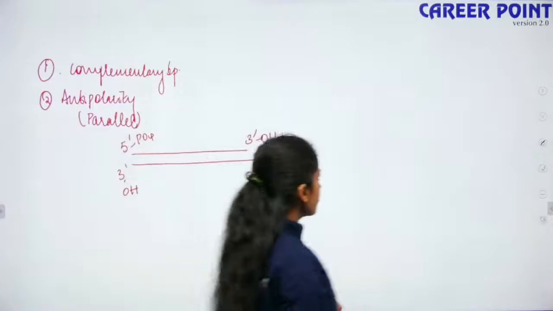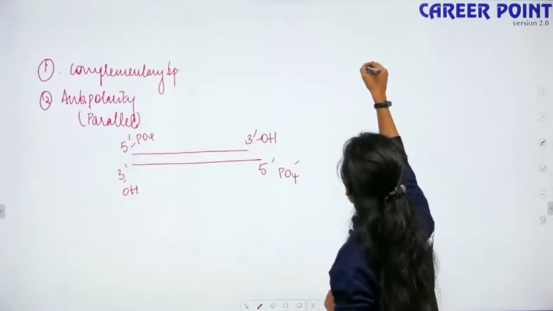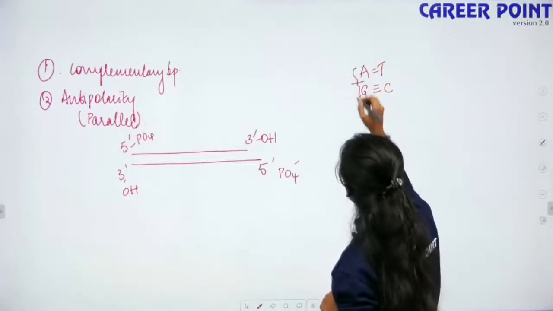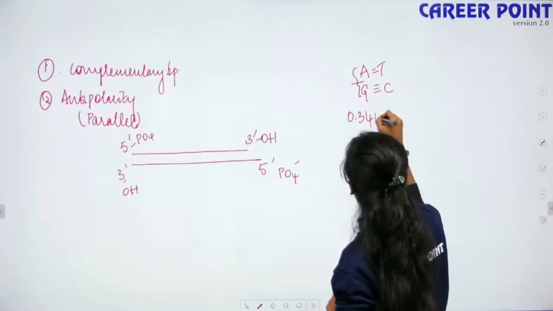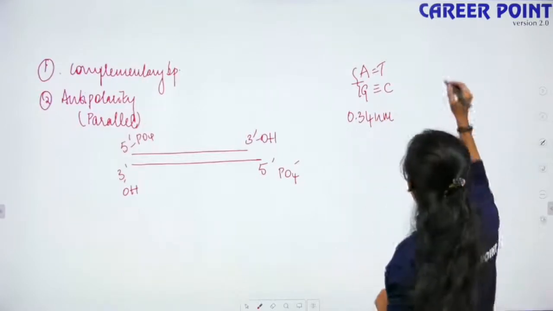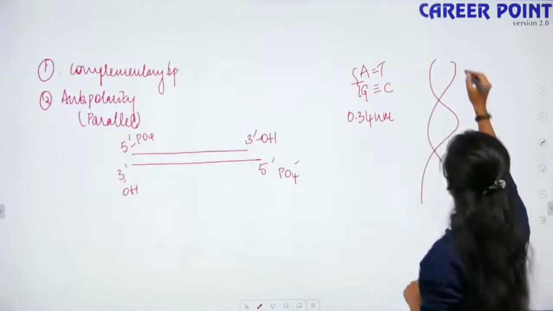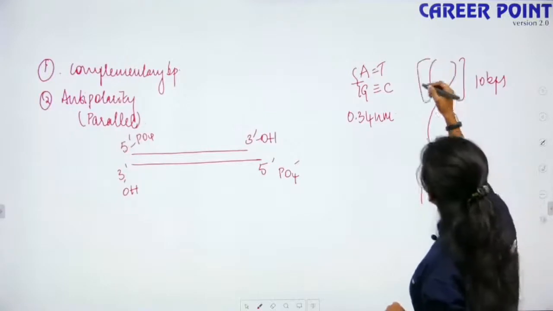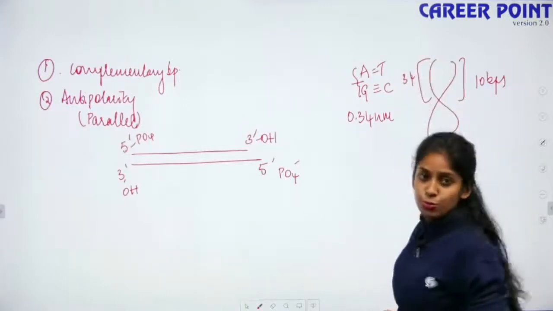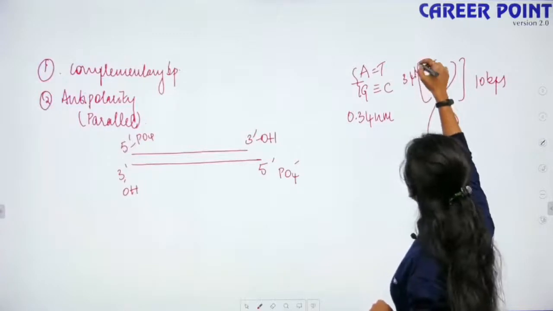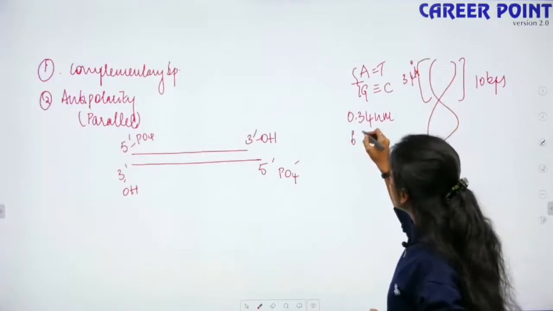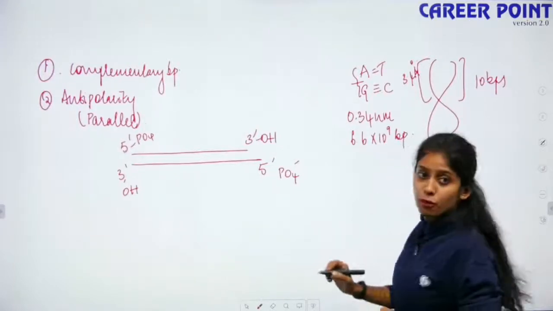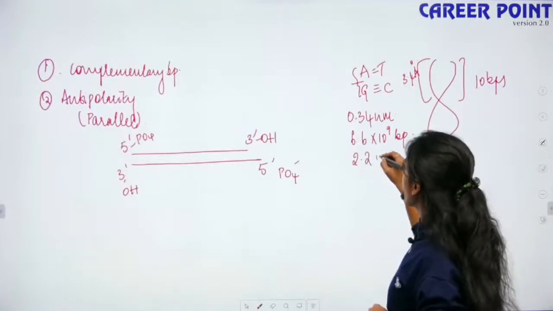Clear? Yes. So the total length: if I have 2 bases, the distance between these 2 bases is 0.34 nanometer. In a particular turn of DNA, so this is 1 turn, I have 10 base pairs and the height of this particular turn is 3.4 nanometer. So all these numbers you should remember. The total length of the DNA: 6.6 into 10 to the power 9 base pairs is the total number of nucleotides. Thus the length is 2.2 meters.